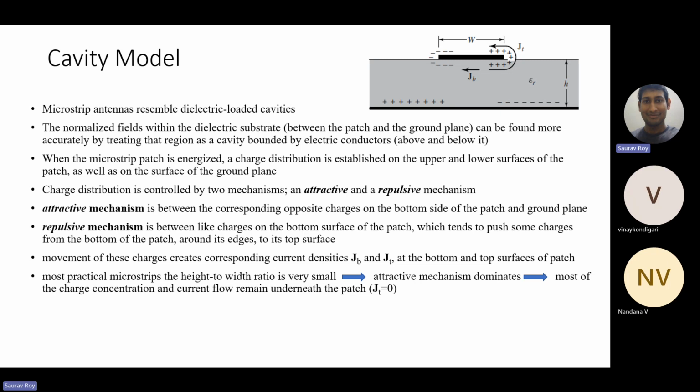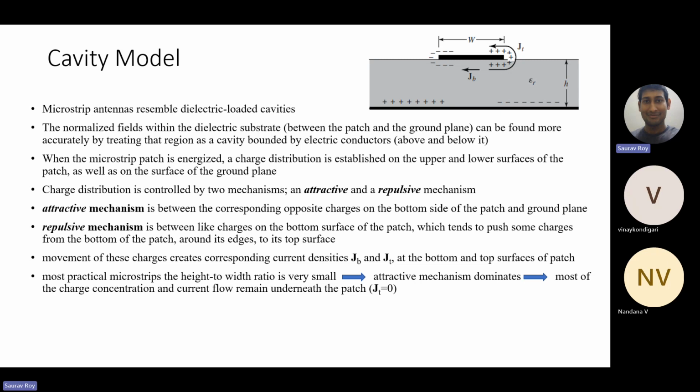So that's why J_B is the main contribution of the attractive mechanism. You see the arrow shows it is from positive charge to negative charge. And J_T is the result of the repulsive mechanism. You see the direction: because of the positive charges on the ground layer, it repels the positive charges on the top layer. So the positive charges curve from the bottom to the top of the patch. This is what the diagram shows, the flow of positive charge.